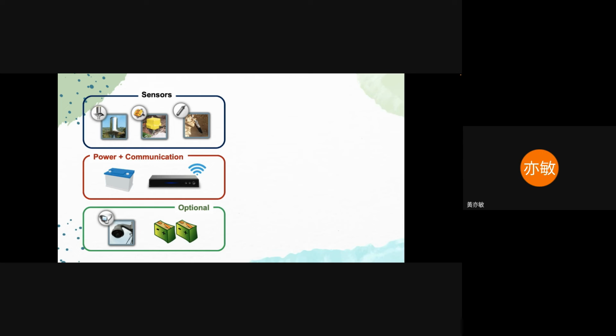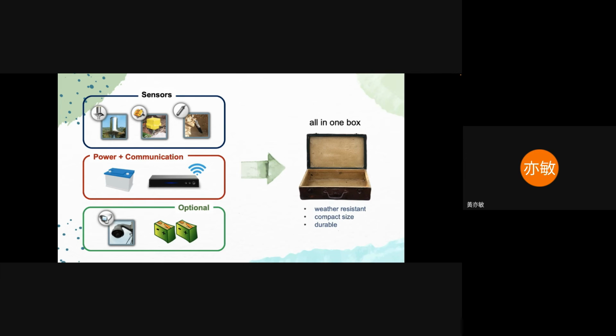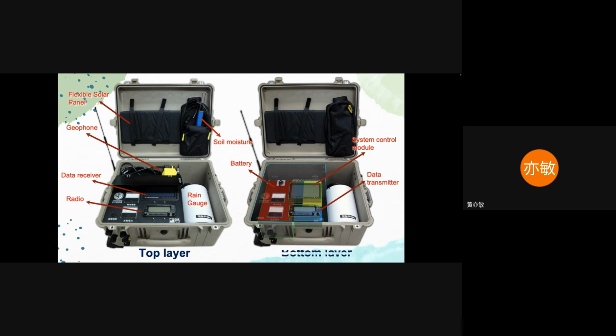So these are the sensors we need. We need a rain gauge, geophones, and soil moisture, and we need a power unit, and also we need communication options. We put them all in one box. This is not a general box. We want the box to be weather resistant, compact in size, and durable. So this is the final design of the portable units.